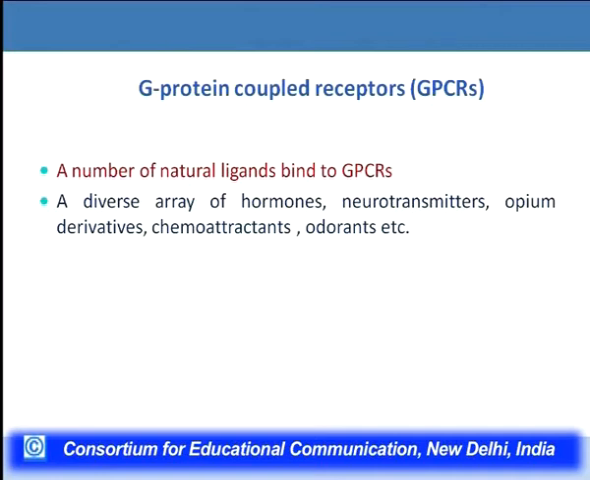So GPCRs, as we call the G protein coupled receptors, are very versatile and they can bind a large number of ligand molecules. It's not that there is a single type of GPCR which can bind only a single type of ligand. There are a number of GPCR genes which code for a number of GPCR proteins, and these receptor molecules then can bind a number of ligands, and therefore they can lead to various types of effects in the cell type. So these can bind hormones, neurotransmitters, odorants, chemoattractants, and a large number of other chemicals.